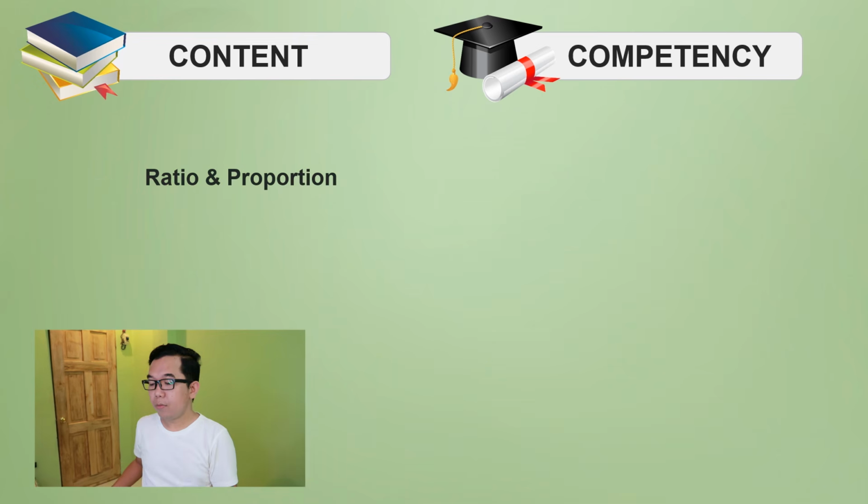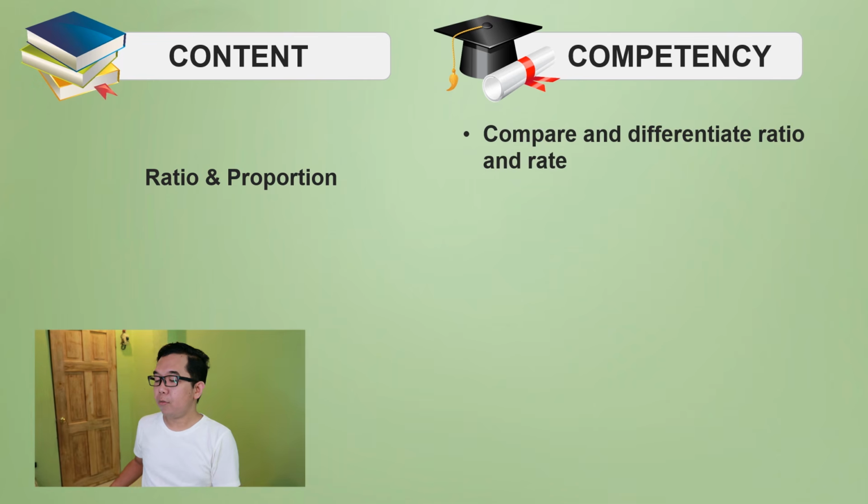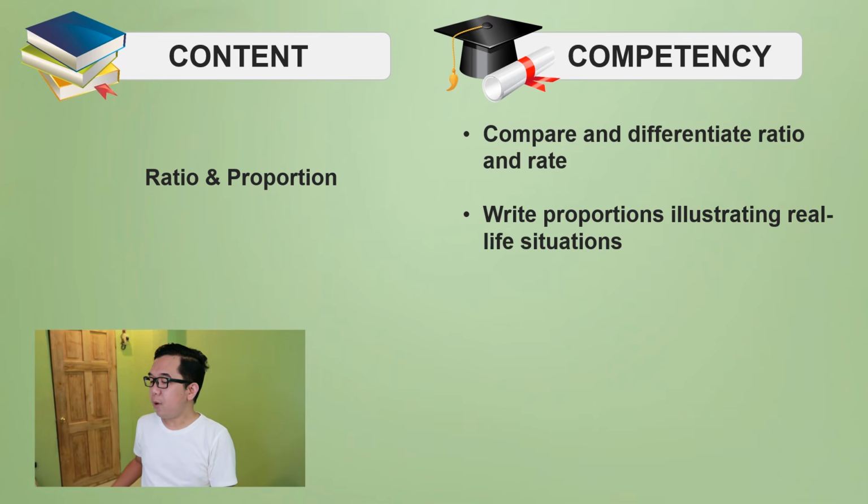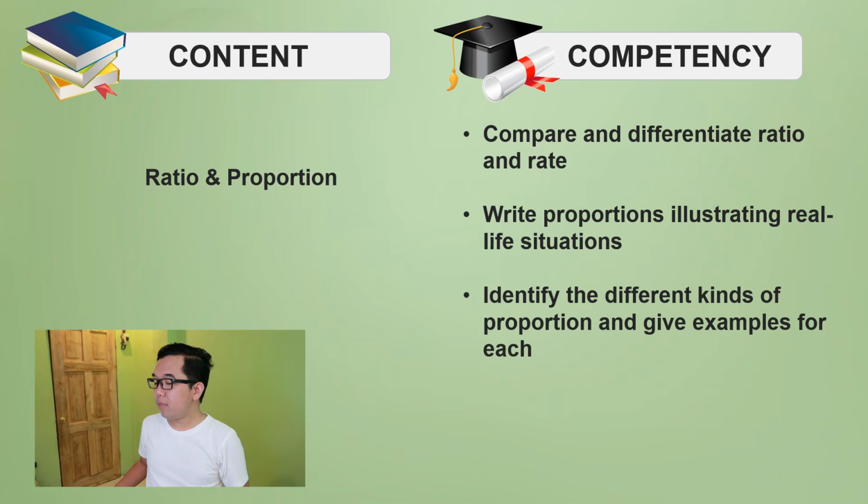Next is we have ratio and proportion. So for this topic, you're going to compare and differentiate ratio and rate. Write proportions illustrating real-life situations. So yung mga proportions nyo, kailangan yung i-review. Another is you have to identify the different kinds of proportion and give examples for each. Now, ratio and proportion is another important concept or important lesson when we talk about business. So you have to review about that.